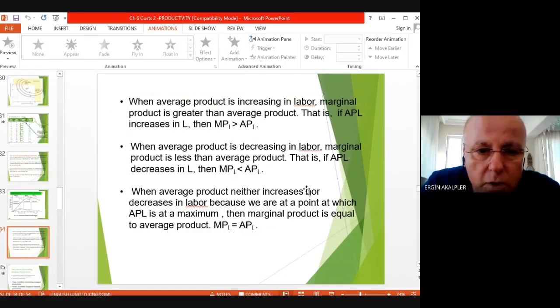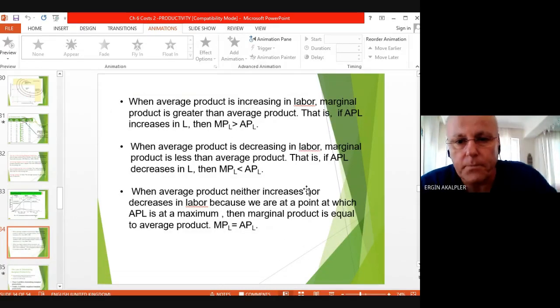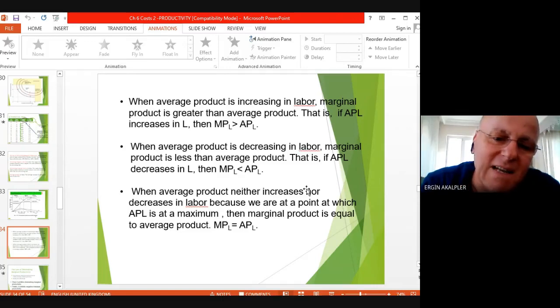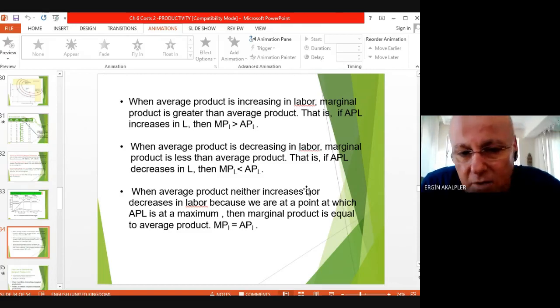When average product is increasing in labor, marginal product is greater than average product. That is, if average product of labor increases, then the marginal productivity of labor is higher than average product of labor. When average product is decreasing in labor, marginal product is less than average product. That is, if average product of labor decreases, then the marginal productivity of labor is less than average product of labor.